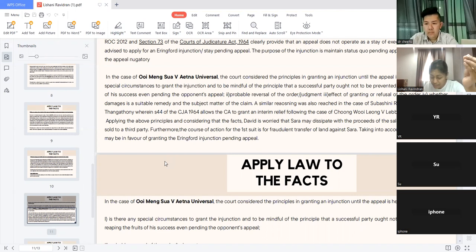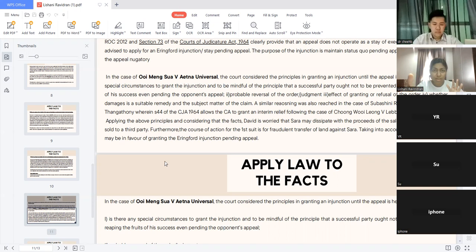Correct? Inter partes, both parties appeared. The judge, upon considering, look at the case of Dog Wheel that we went through earlier. Upon considering everything, the judge is of the view that, no, you never satisfied me. I am not going to grant you the inter partes injunction. Gone. Now, you are to advise David. Your client is David. As to the steps he can take to preserve the estate claim against Sarah. What will you do in this kind of situation? What do you all think the answer should be?